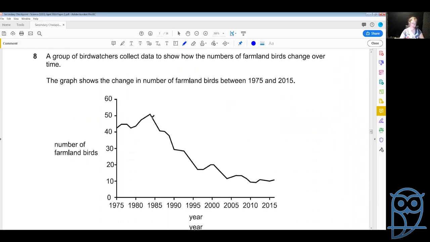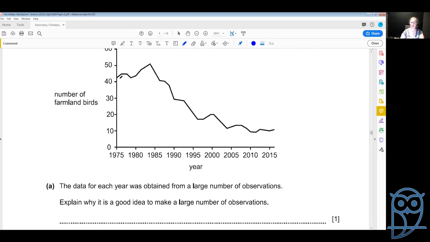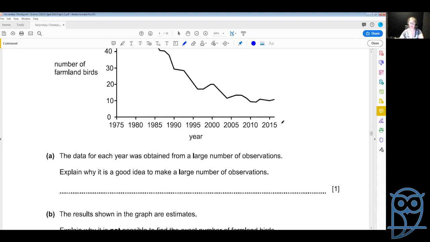Okay, so a group of bird watchers collect data to show how the numbers of farmland birds have changed over time. This graph shows the change in number of farmland birds between 1975 and 2015. So we start over here at slightly more than 40 birds. Then it rises up to just above 50 just before 1985, and then it steadily decreases until about 2015, where we're just over 10.